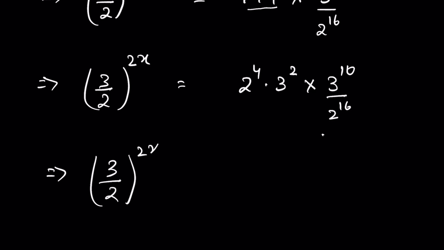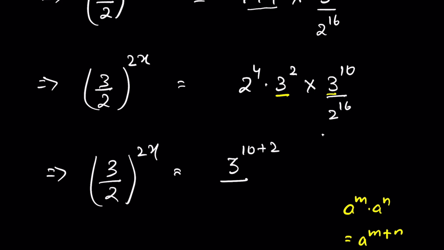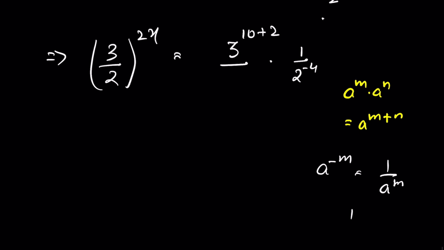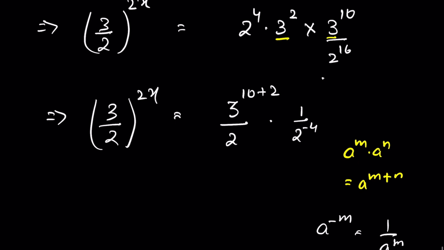or 3 upon 2 whole to the power 2x is equal to, now using the identity a raised to the power m times a raised to the power n is equal to a raised to the power m plus n, we can add the two exponents where the bases are same. So it will be 3 raised to the power 10 plus 2, then upon 2 to the power 4 we can also write as times 1 upon 2 to the power minus 4, because negative exponent means 1 upon a raised to the power m. So when we write 1 upon a raised to the power minus m, it is equal to a to the power m. So it will be 2 to the power 16 times 2 to the power minus 4.